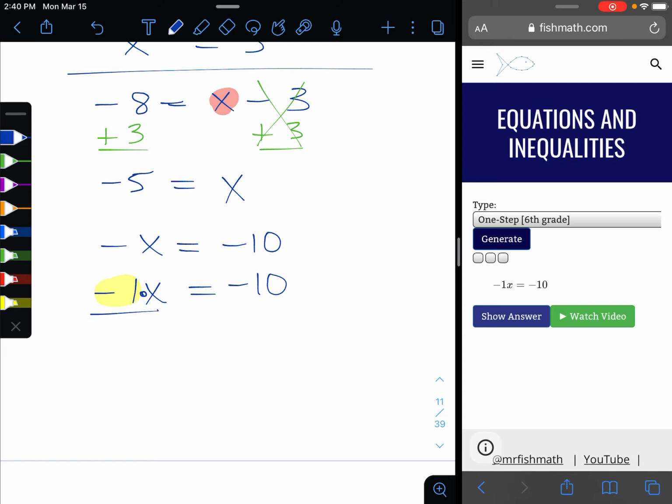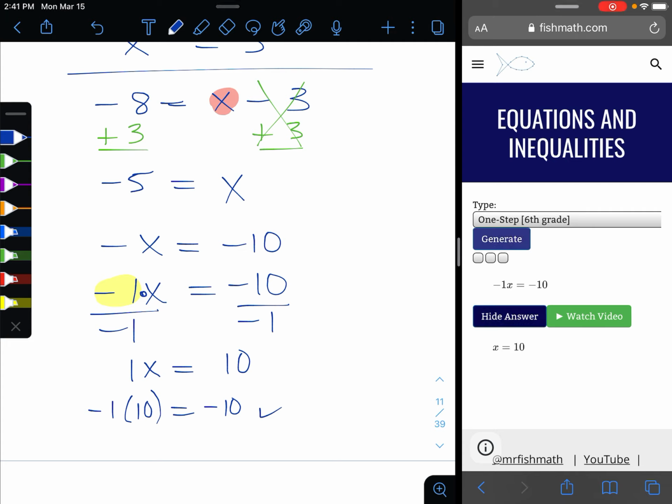So we undo that with the opposite of multiplication, which is division. So we're going to divide both sides by negative 1. And a negative 1 divided by negative 1 is just 1. So 1x equals 10. So our answer here would be positive 10. Again, this should make sense because negative 1 times 10 is negative 10. So the answer that makes this true would be a positive 10.